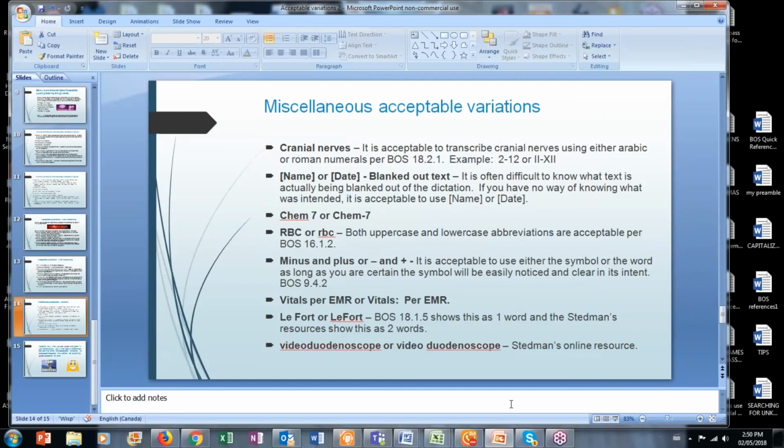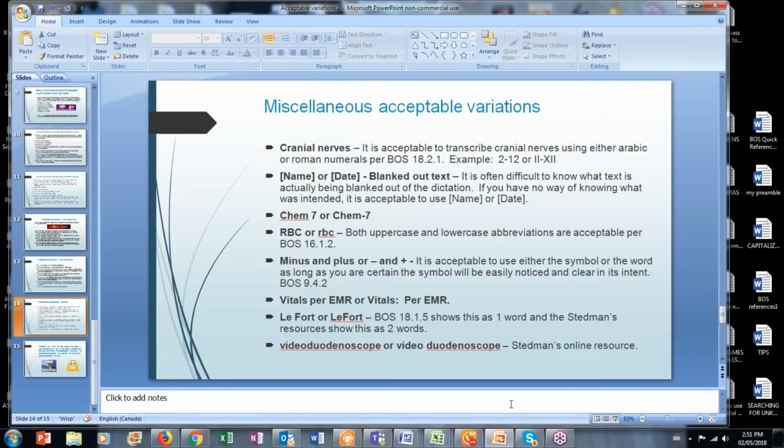Vitals per emer or vitals per either with or without a colon is acceptable, so that's fine. Lefort with or without a space is also acceptable, and you can find that in BOSS 18.1.5. It shows this as one word, and Stedman's Resources shows this as two words. So therefore we'll accept both.